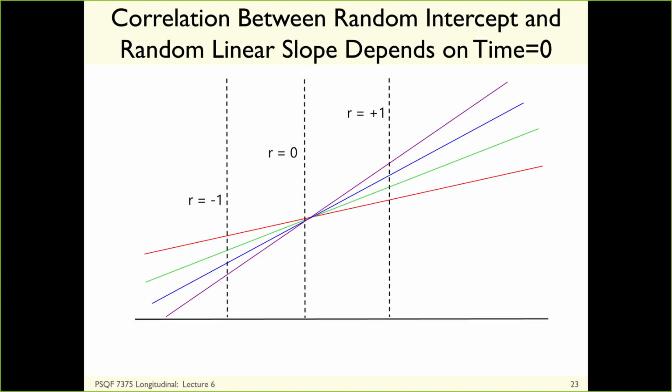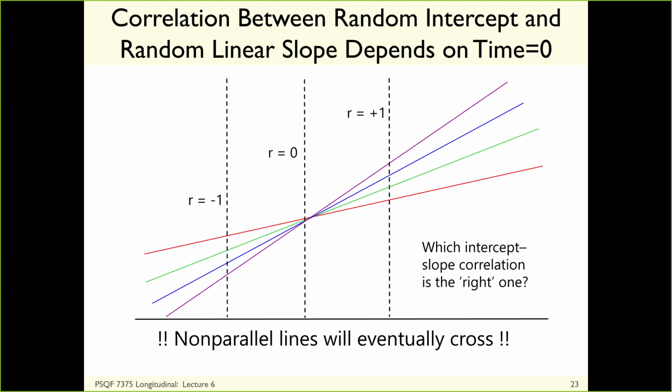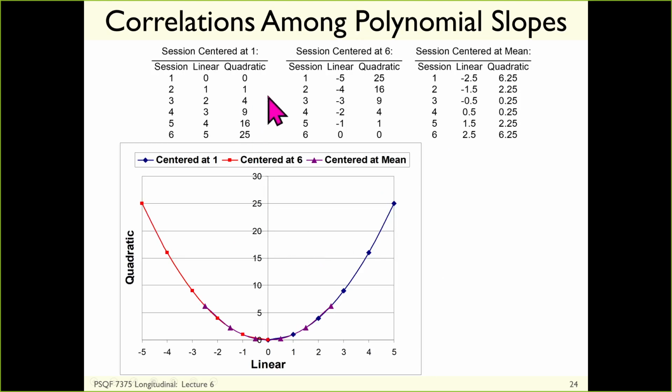So this is to say, if you're interested in interpreting the correlations between your random effects, you can do so. Just be super duper careful to remember what they refer to. Are they the mean over time for the intercept, or time zero, or something else? Time zero is what the intercept correlation refers to. So whether that's the beginning or the end depends on how you coded it. But non-parallel lines will eventually cross. Likewise, correlations among the linear and quadratic slopes are likely to be dictated by your centering as well.